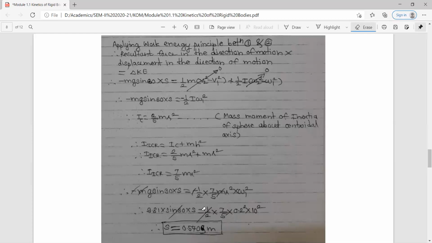Yes sir, I had taken gravity as 10, so that was a small error. Look, 0.57 meter is coming as the answer. Yes sir. Yes. Others please verify. Then we will start the next question.